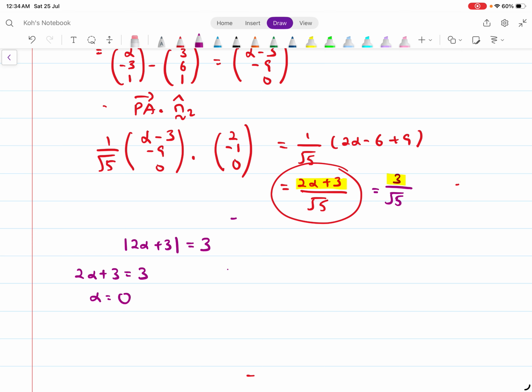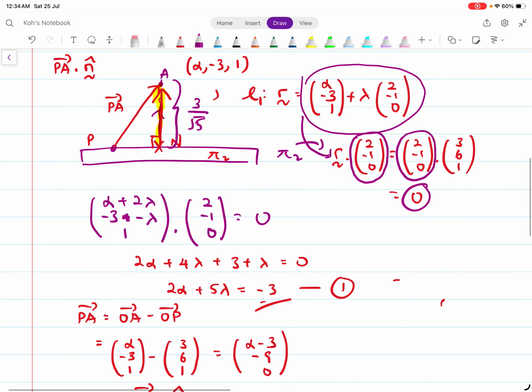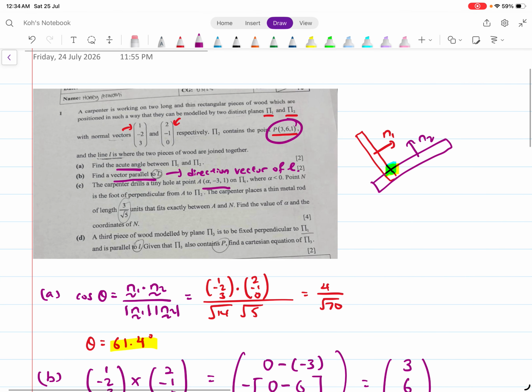So another one is 2 alpha plus 3. So when you unwrap the modulus, you will get negative 3 on the right hand side. So with this, 2 alpha equal to minus 6. Alpha is equal to negative 3. So this will be the negative 3 because they say alpha is negative. So this is rejected. Okay, so with this I already get my alpha to be negative 3. Also this part is negative 3.